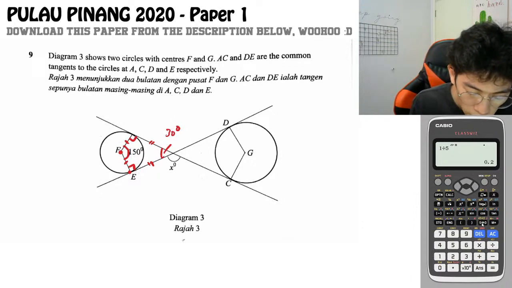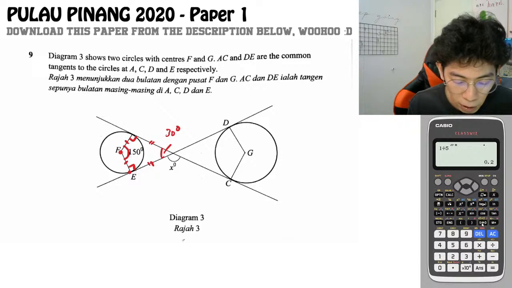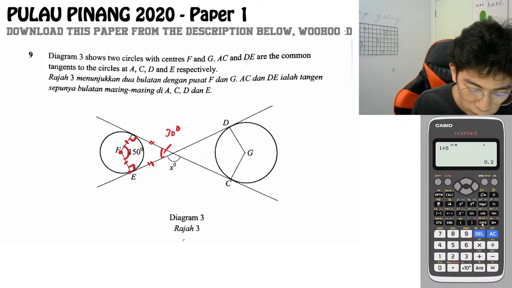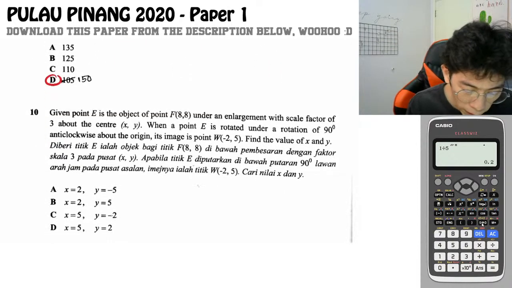Okay, so as you can say, 360 minus the rest of it you get 30 lah, or maybe opposite angles add together to 180. Then you get x already, 150. So it's a funny question. So the answer is D. Okay, number 10.